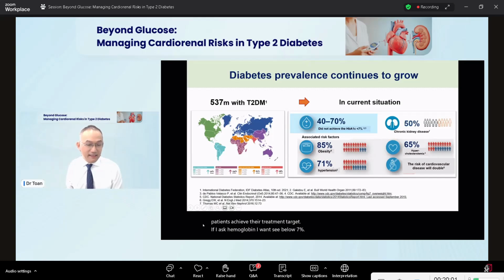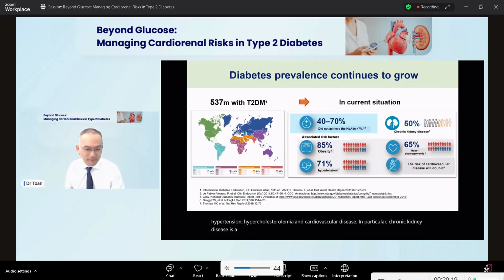And in addition to diabetes, many patients have associated risk factors such as obesity, hypertension, hypercholesterolemia, and cardiovascular disease. In particular, chronic kidney disease is a major concern, affecting about 50% of people with diabetes.